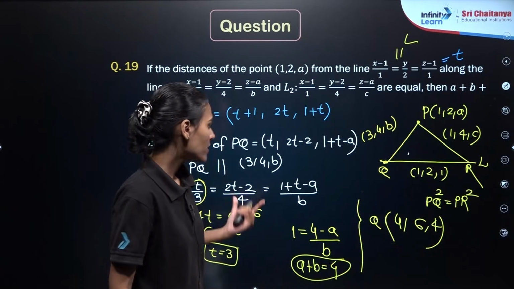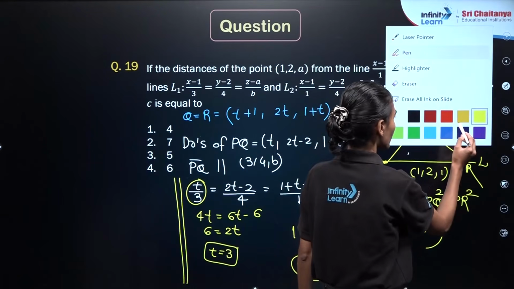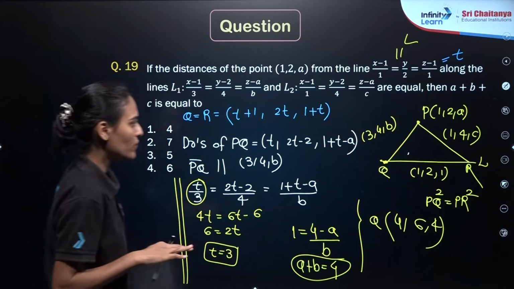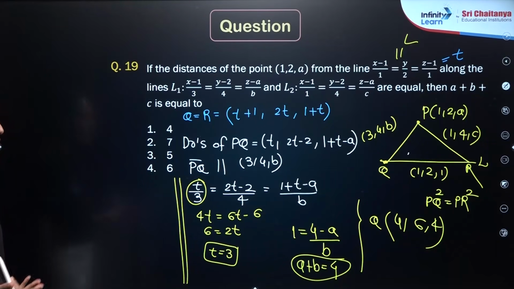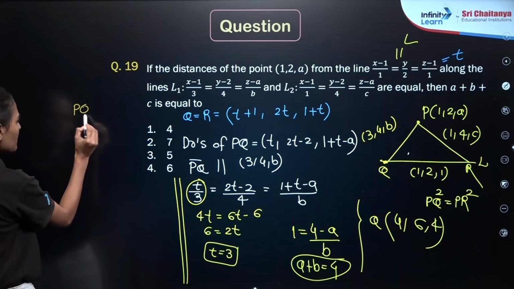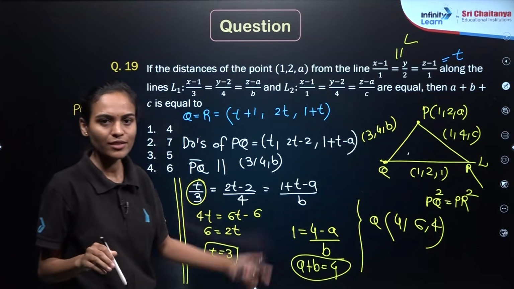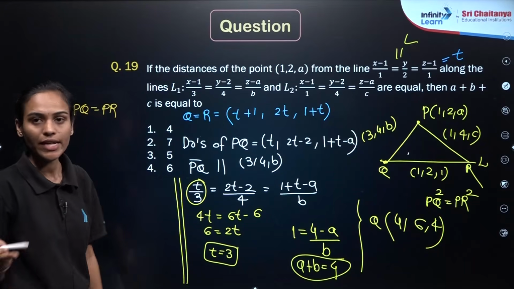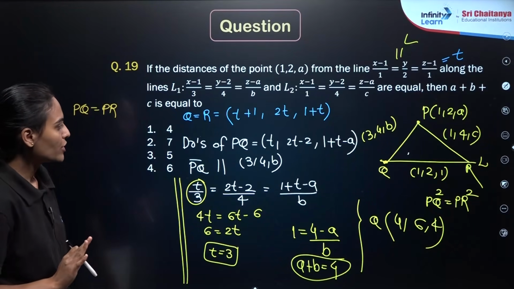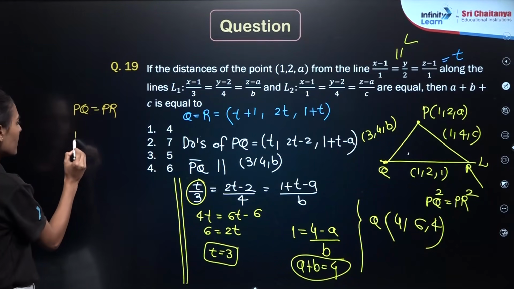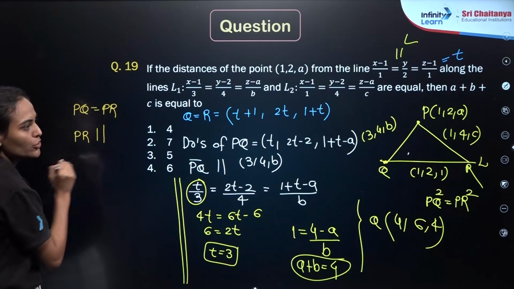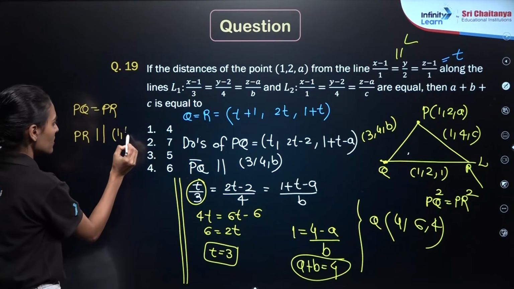Now let us follow the same process for R. So let us find what is PR. See, PQ and PR will be the same. Then you have PQ is the same as PR, because we have considered Q and R as central points. They differ in the T value. So now what we know is that this PR will be parallel to 1, 4, C.